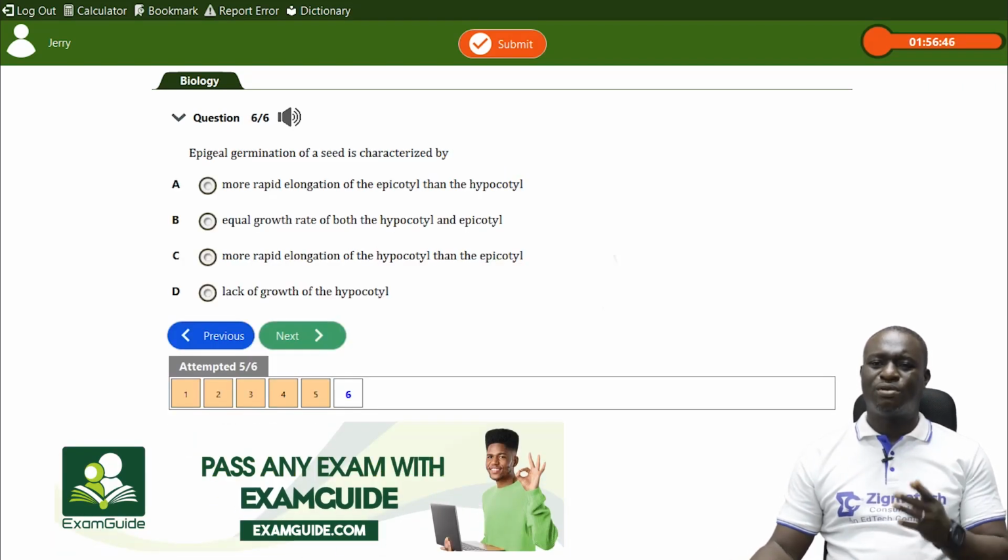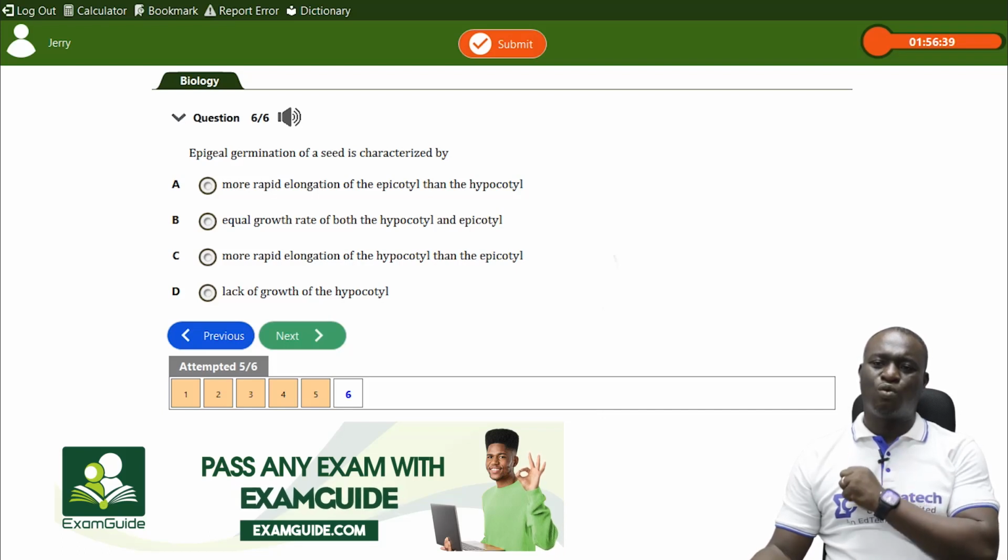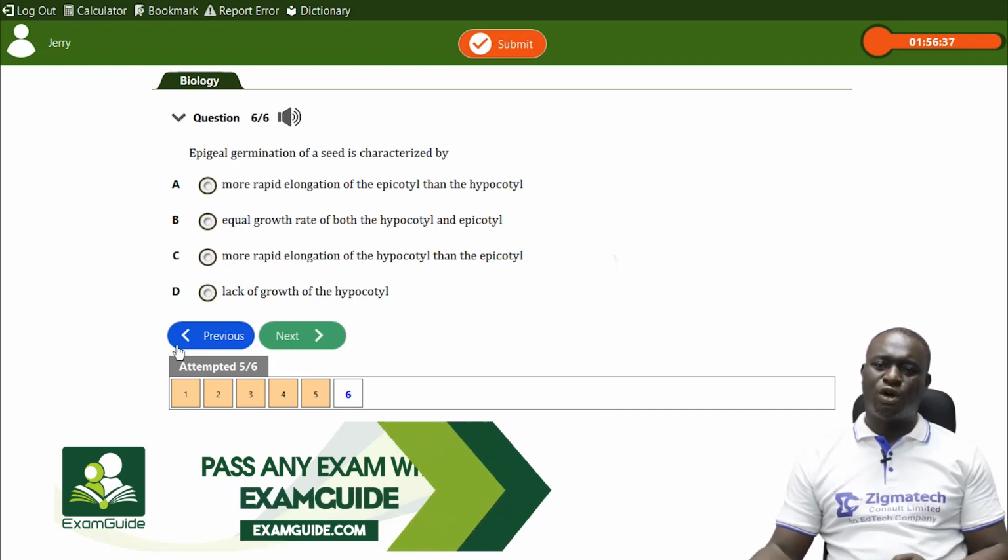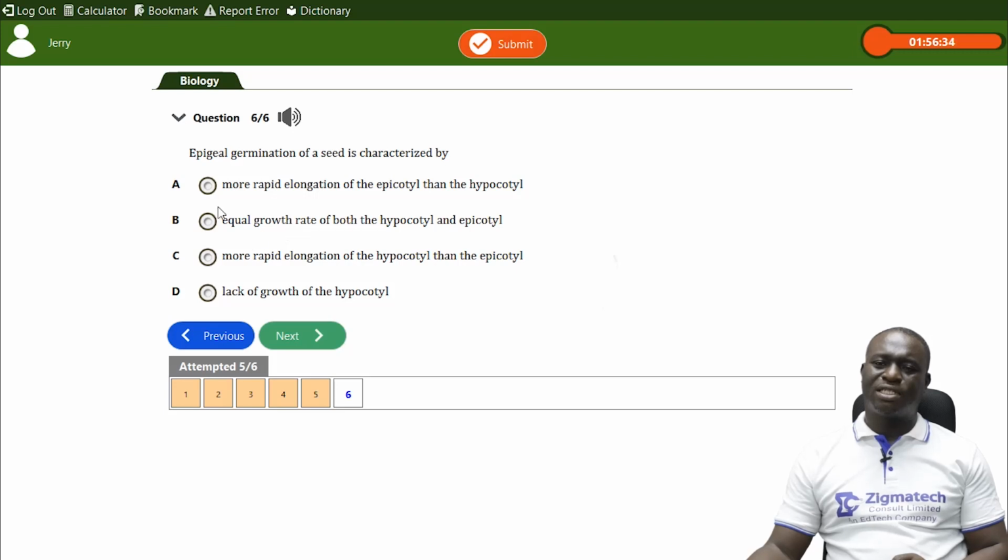And then finally, number 6, they said epigeal germination of a seed is characterized by what? Is it more rapid elongation in the epicotyl than the hypocotyl? Is it equal growth rate of both? Is it more rapid elongation of the hypocotyl than the epicotyl? The correct answer is more rapid elongation of the epicotyl than the hypocotyl.